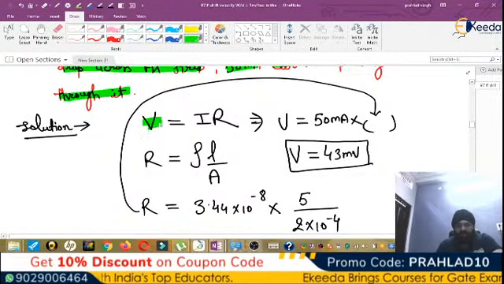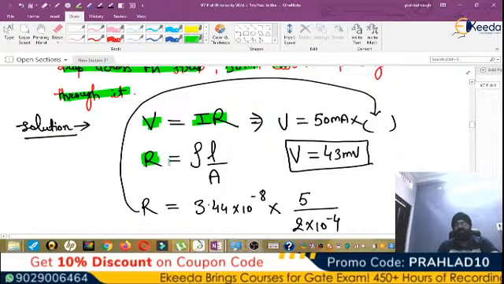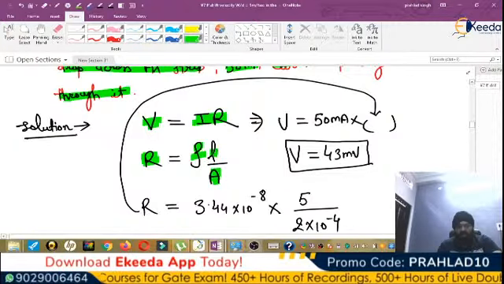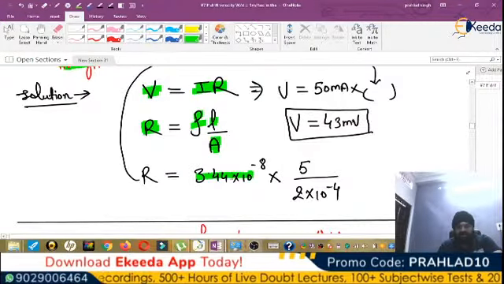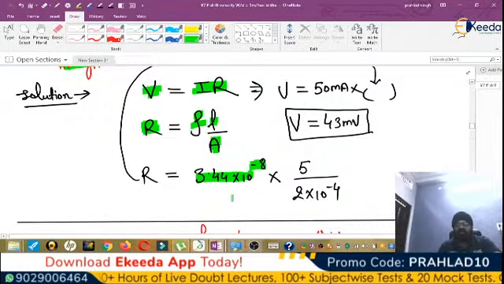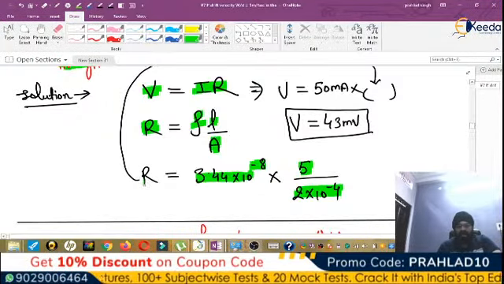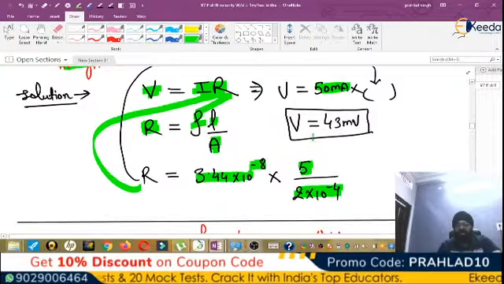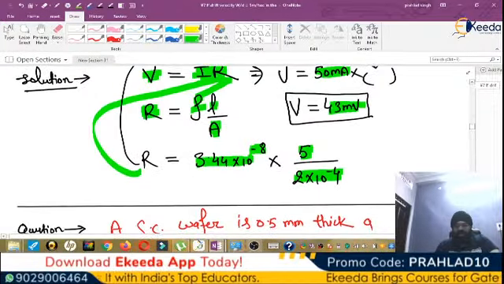So we will simply use here V equals IR. But resistance for the aluminum strip in this case is rho L by A, resistivity rho into length divided by area. So we will put all the values, where resistivity is given as 3.44 into 10 raised to power minus 8, length is 5 and area is 2 into 10 raised to power minus 4. Current is given, it is 50 milliampere. So we'll get the voltage. So the voltage here is 43 millivolt.